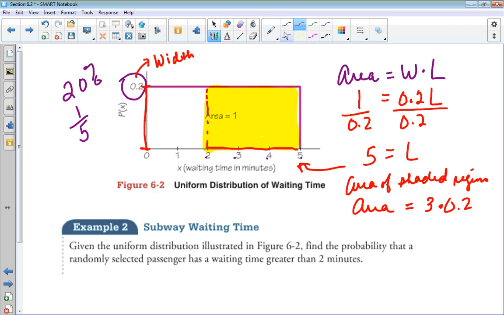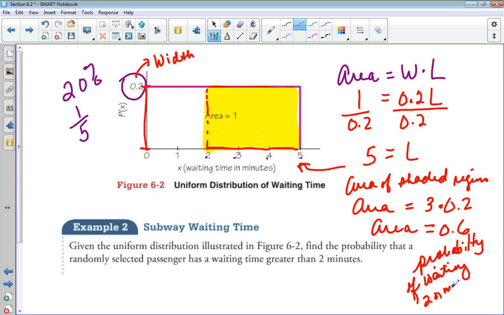The area is equal to 0.6. And of course, we want to keep in mind units, and that area is referring to what? The probability of waiting 2 or more minutes.